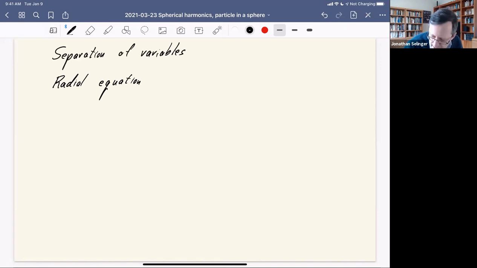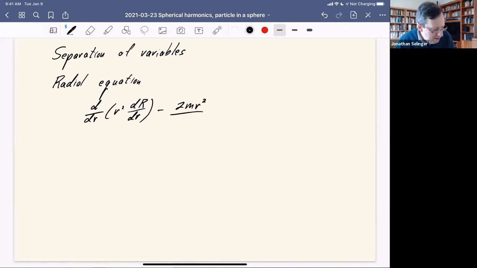So to write them out, the radial equation is d by dr of r squared dR by dr, minus 2 times the mass times r squared over h bar squared, times V of r minus the energy, times the big R function, is equal to L times L plus 1 times the big R function.